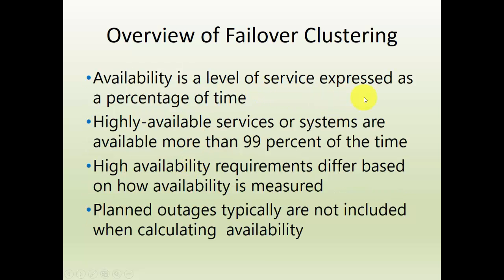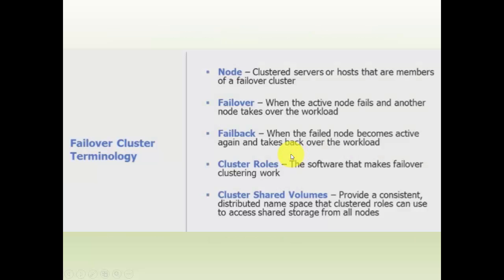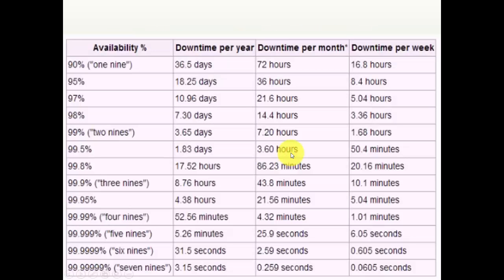Availability is a level of service expressed as a percentage of time. Highly available services or systems are available more than 99%. Let's just go to the diagram, and I'll ask you, did you ever see this before? You are a company which is offering high availability. Suppose you have those experts and you say, our company can offer 7 nines, or 6 nines, or 5 nines or 4 nines.